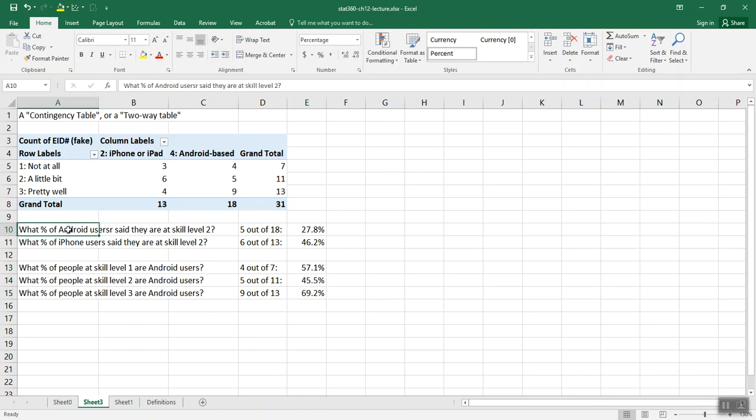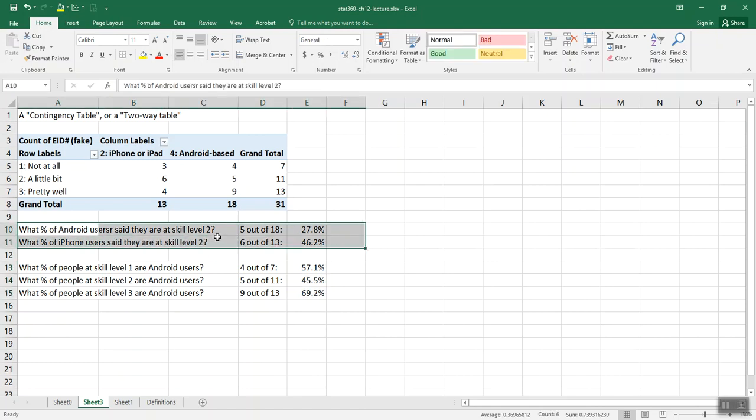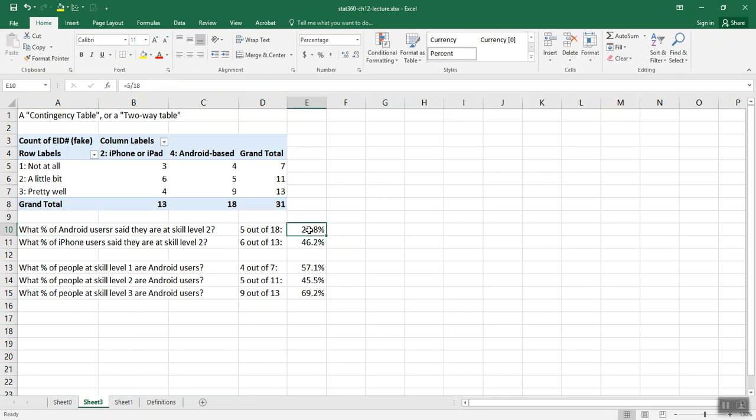We could also look at it this way and say, if someone is an Android user, what's the chance they are at skill level 2? It's 27%. If I tell you they're an iPhone user, then my estimated probability of them being at skill level 2 is higher. So knowing what kind of phone they use changes my opinion of whether they're at skill level 2 or not. So again, we have evidence of the two things being associated.